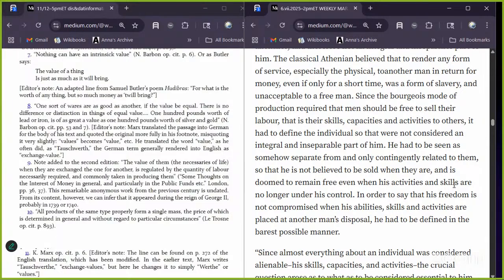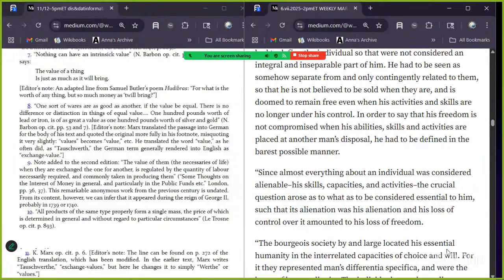Now, in order to say that his freedom is not compromised when his abilities, skills, and activities are placed at another person's disposal, he had to be defined in the barest possible manner. Quote, since almost everything about an individual is considered alienable, that is, skills, capacities, and activities, the crucial question arose as to what was to be considered essential to him, such that its alienation was his alienation, and his loss of control over it amounted to the loss of freedom.